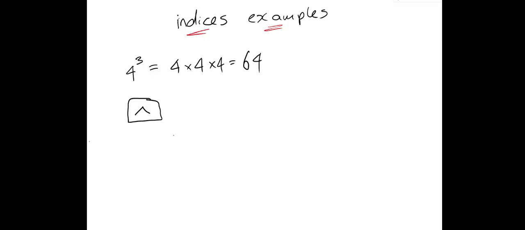What would 4 to the power of negative 3 be? Well, if we remember our rules from last time, a to the negative m, there's a negative number there, we could rewrite that as 1 over a to the positive m. When we take the reciprocal, the sign changes.